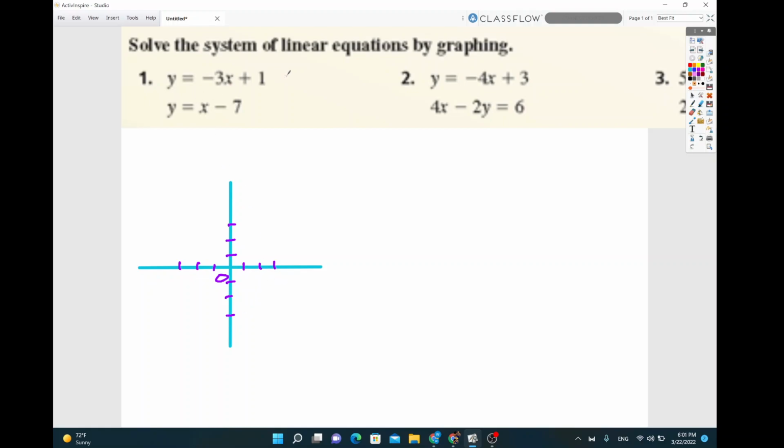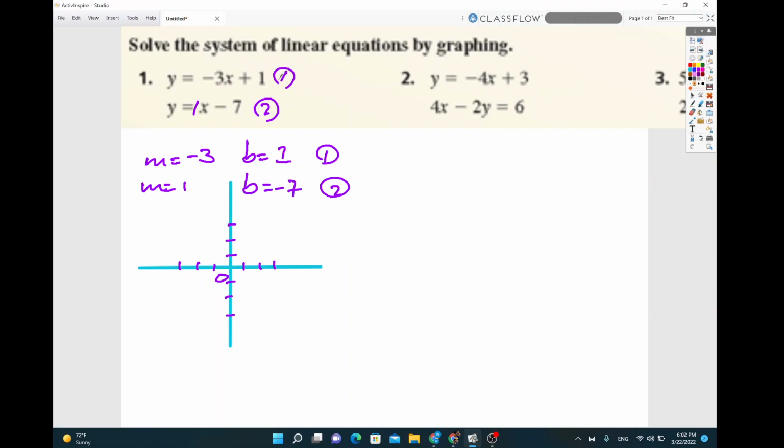For the first equation, the slope is -3 and the y-intercept is 1. For the second equation, the slope is 1, because when no number is shown in front of the variable, it's always 1, and the y-intercept is -7.